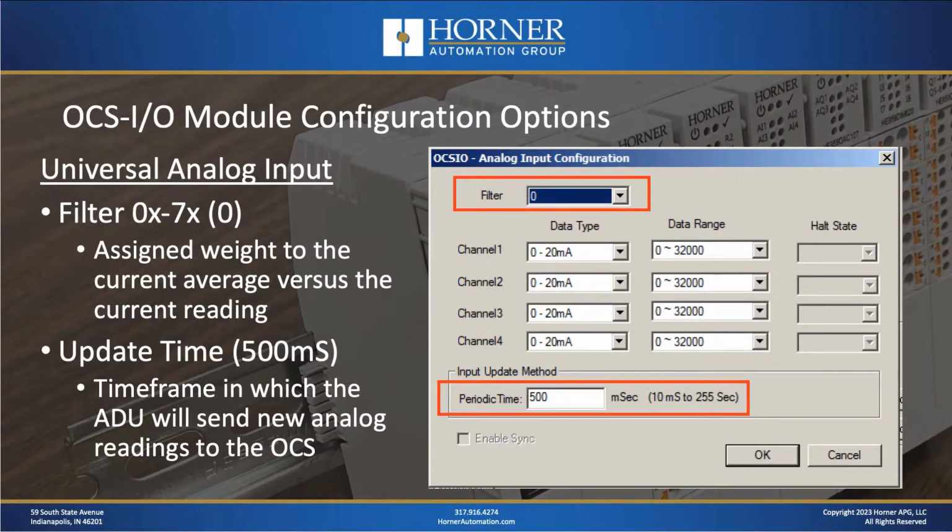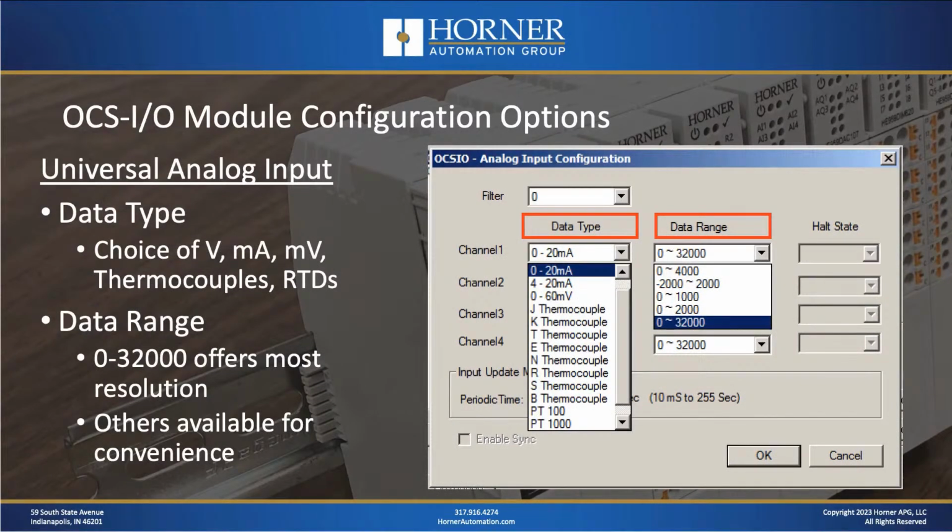That can be set so that the ADU100 module will know how often it needs to broadcast a new set of values for the analog input channels. Now, 500 milliseconds is the default. You might want to speed that up a little bit in most applications, maybe down to 50 milliseconds or even 25 milliseconds. Again, that's the amount of time or the frequency at which the channels will be updated by the ADU module through the base to the OCS.